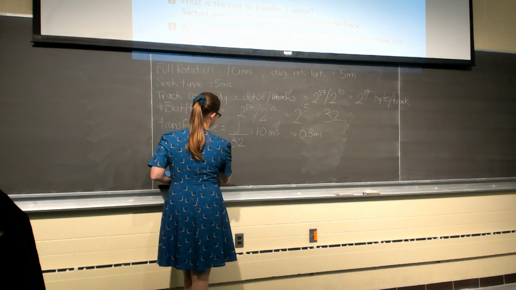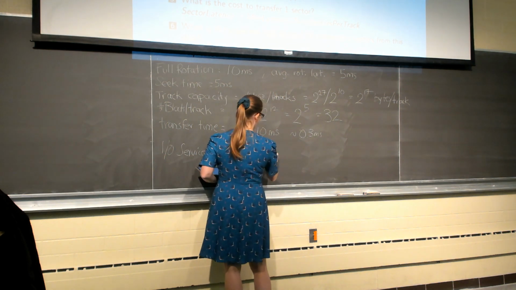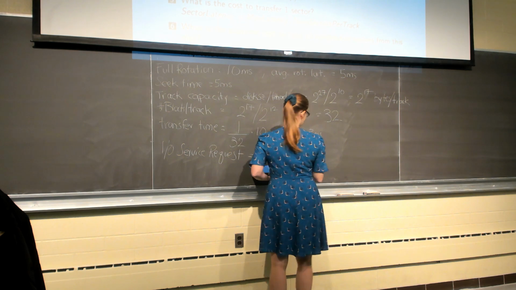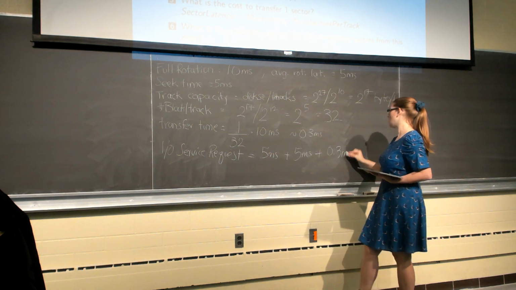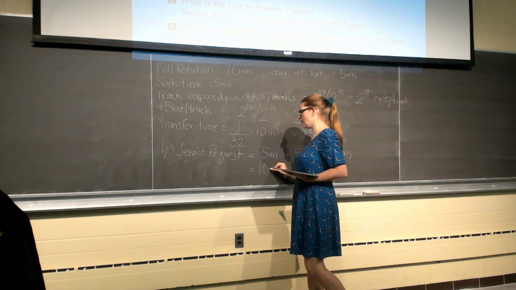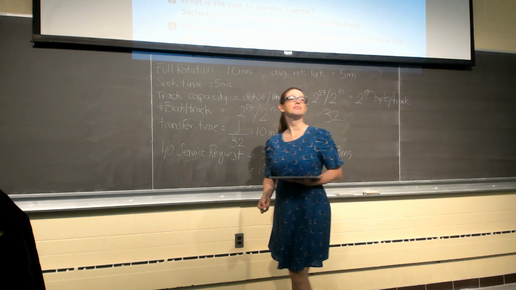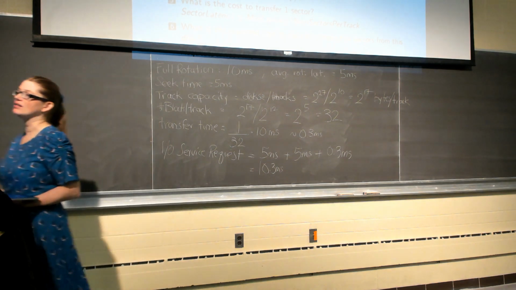Then the cost of my IO service request is the sum. So it is 5 millisecond rotational latency plus the 5 millisecond seek plus the 0.3 millisecond transfer time. So you should get something that looks roughly like 10.3 milliseconds, or whatever fraction you left it in. I had a calculator, so yeah.